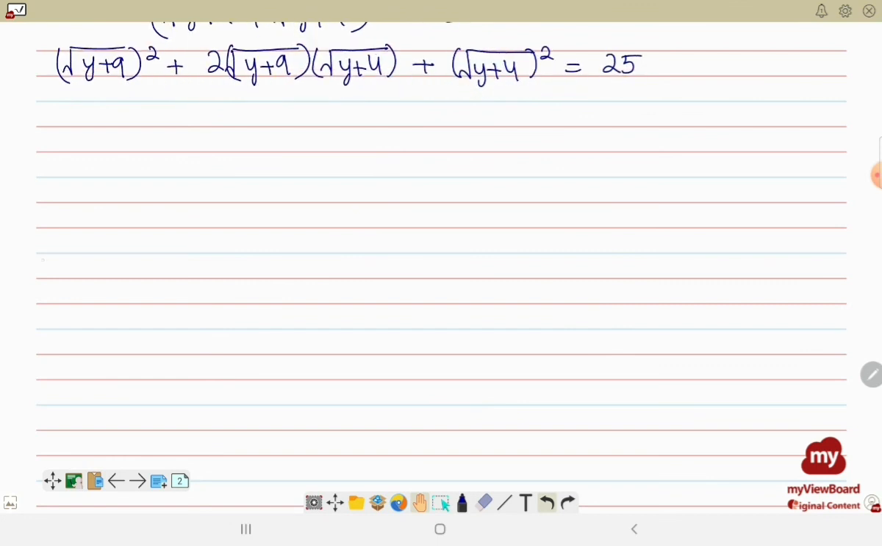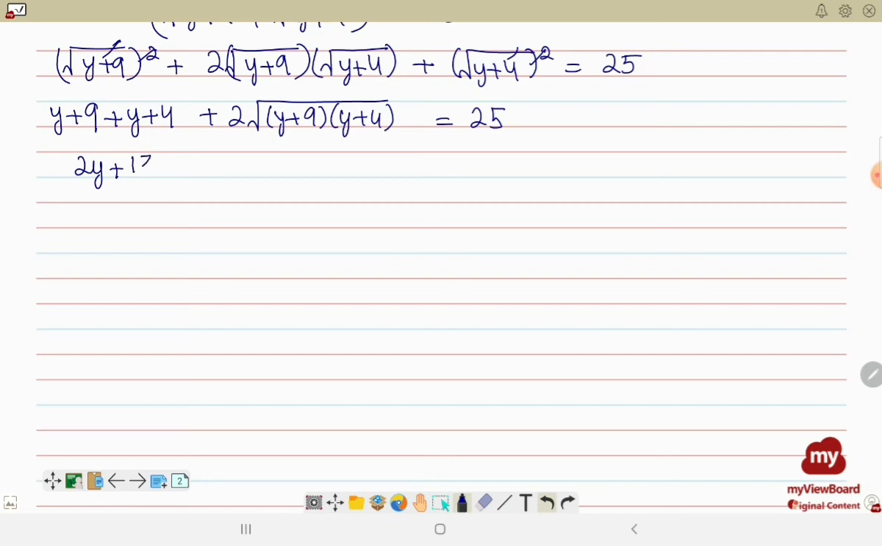And now we'll open up the squares. Square will get cancelled by the root in the first term, we get y plus 9. Square will get cancelled by the root in the last term, we get y plus 4. And we are going to multiply what is beneath the radical sign. And here we are having 25. y plus y becomes 2y, 9 plus 4 becomes 13, and we are going to multiply the two terms. We'll get y square plus 9y plus 4y plus 36, and here we are having 25.